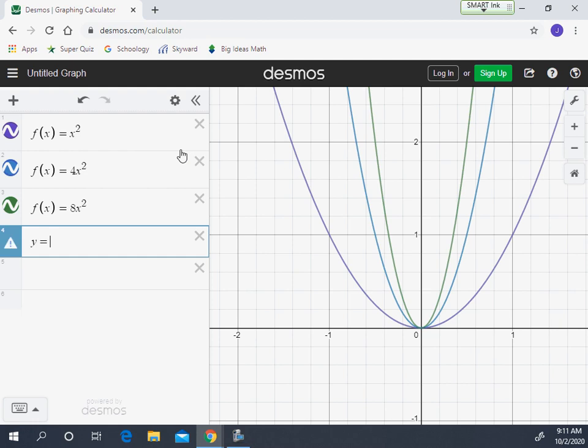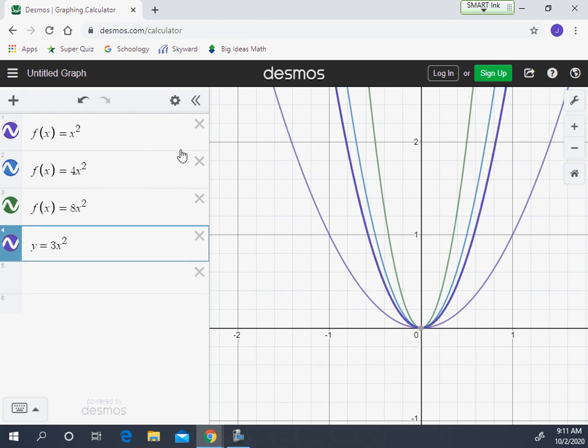Right? What happens if we throw in 3x squared? I want you to think, which two lines will this graph be in between? We have 3x squared, right? We have it right in between that x squared, our basic graph, and our 4x squared graph. Okay, so as the number goes up, the skinnier the graph becomes. The number goes down, the wider it becomes.